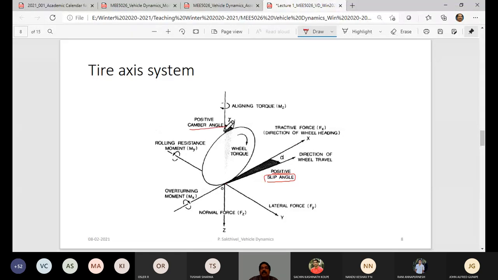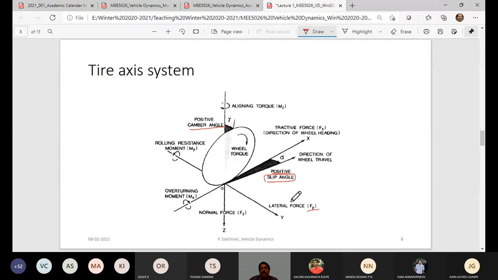So we will see, and this is a positive camber angle. You can also have a negative camber angle. We will see what they are later, right? And the force along the X direction is called the tractive force. The force along the Y direction is called the lateral force, important to maintain on the curve.